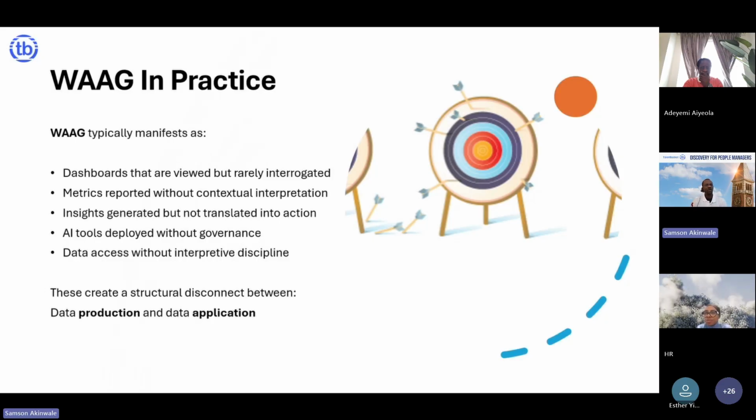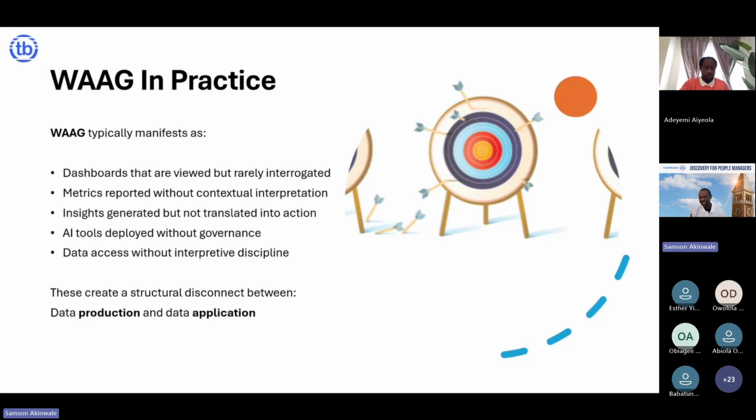All right, in practice, what should we be looking out for to start identifying whether WAG is present or not? I would like us to picture this in our minds vis-a-vis the occurrences in our workplaces. WAG manifests when dashboards are only viewed, but there is no quality time allocated for technical interrogation. You are planning for WAG, or there is a loophole for WAG already. How does WAG manifest? When metrics are only reported without contextual interpretation. When insights are generated, but they are not translated into actions.